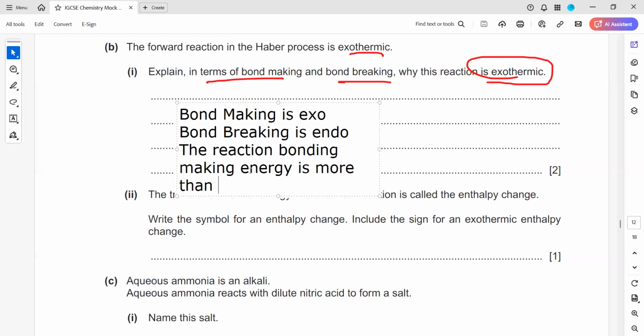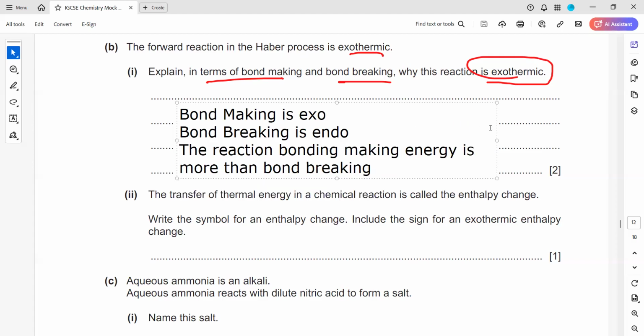Okay, in the reaction the bond making energy is more than the bond breaking energy. So you have to list that. One mark is for referring to the type of reaction: bond breaking is endo, bond making is exo. And because the bond making energy is more than the bond breaking energy, the overall reaction is exothermic. You can also say more energy is released in bond making compared to bond breaking.